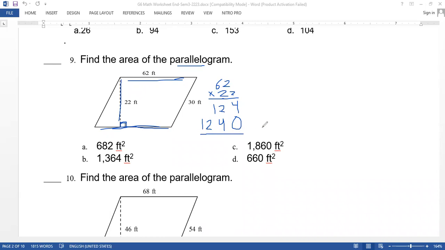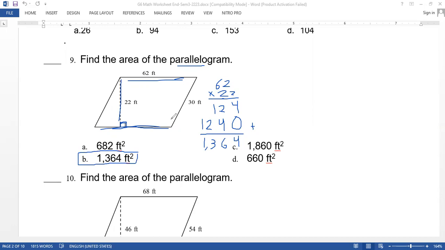Now let me add them. 4 plus 0, 4. 2 plus 4, 6. 1 plus 2, 3. And here we have 1. So the answer, 1,364 feet squared. So the answer is B.